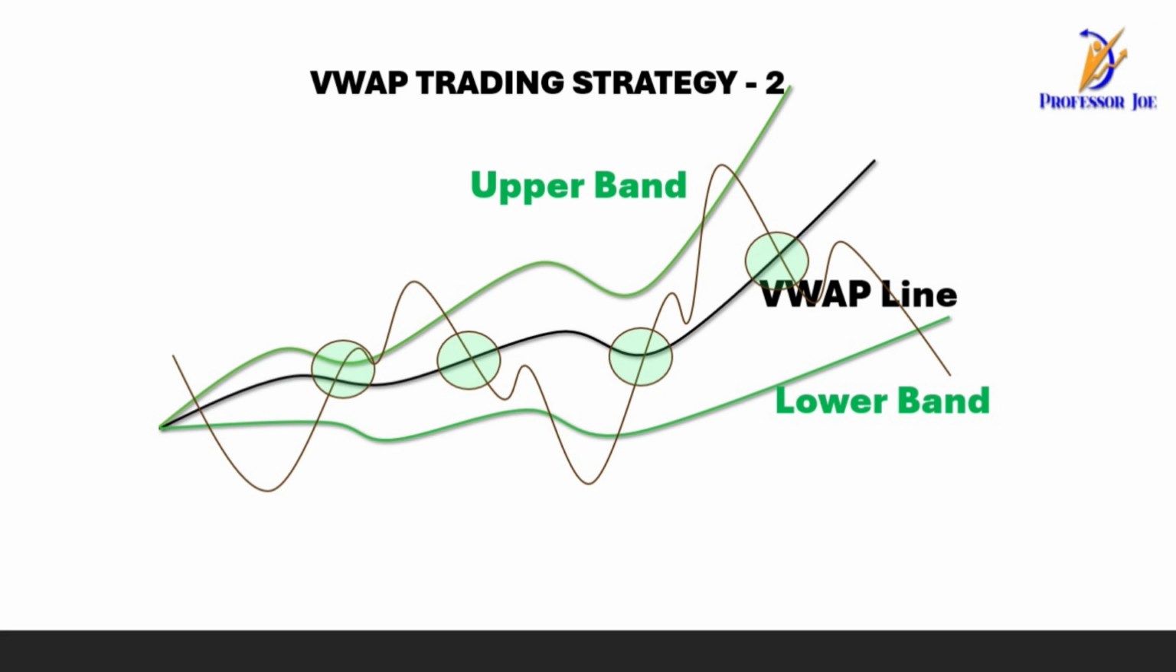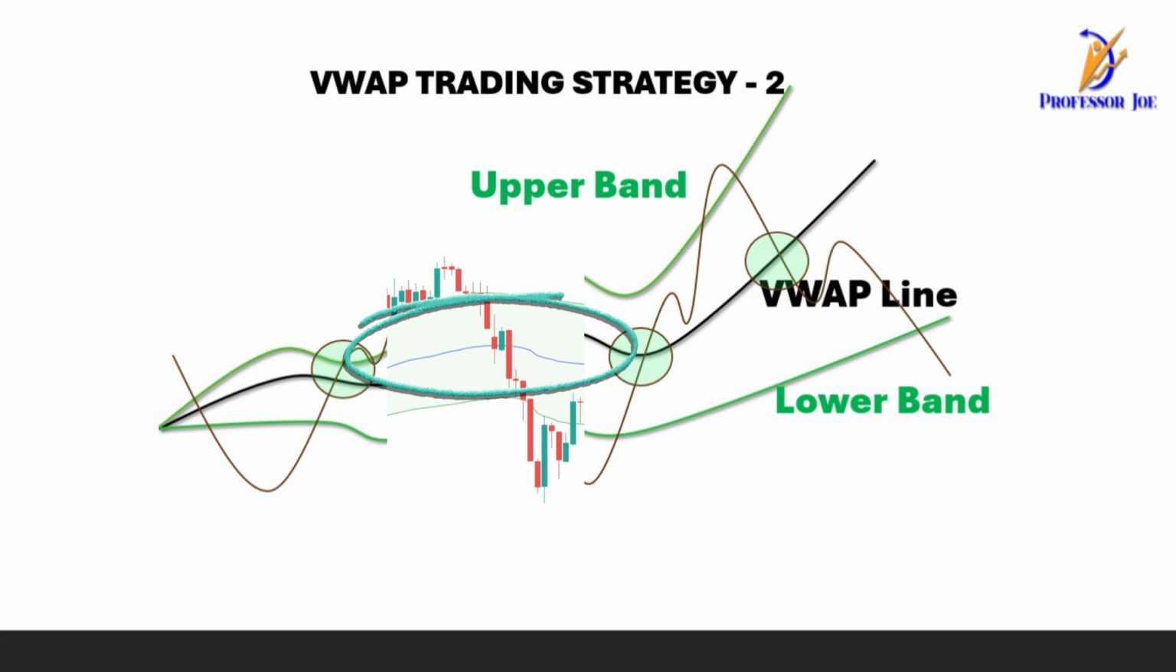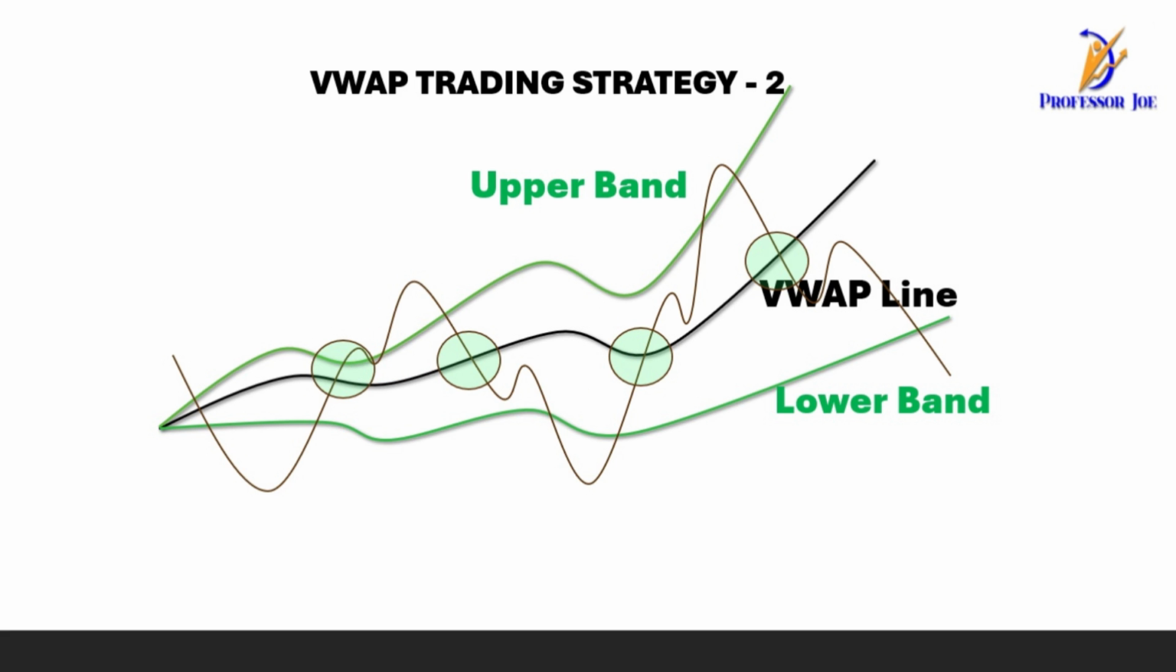And the second one is when the price is coming down, crossing the VWAP from up to down, and the candle closes below the VWAP, the traders will go for a sell. So this can be considered like a breakout trading strategy where the traders are looking to buy and sell when the price closes above the VWAP or closes below the VWAP.